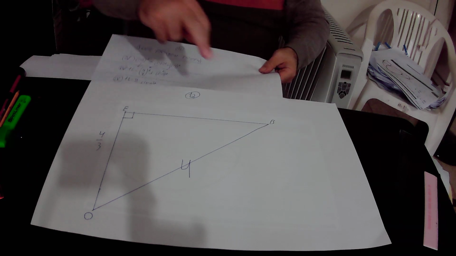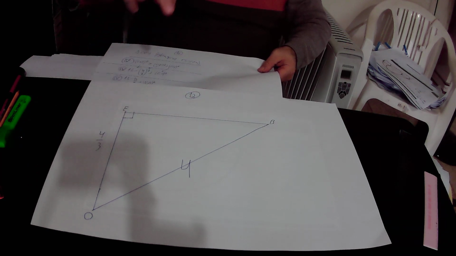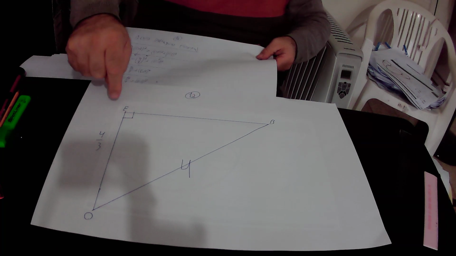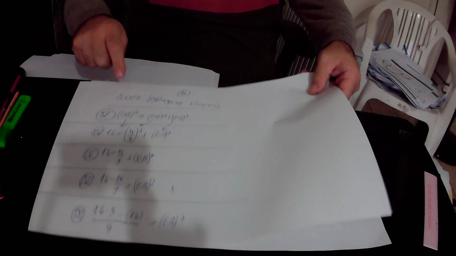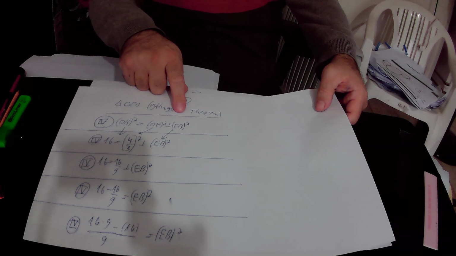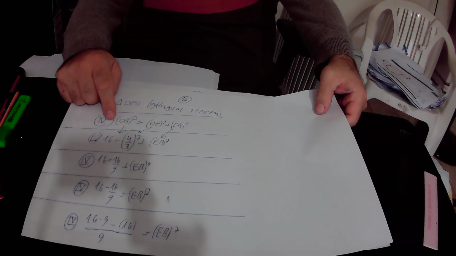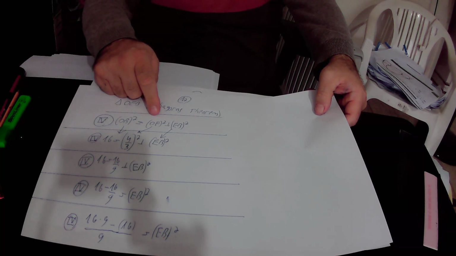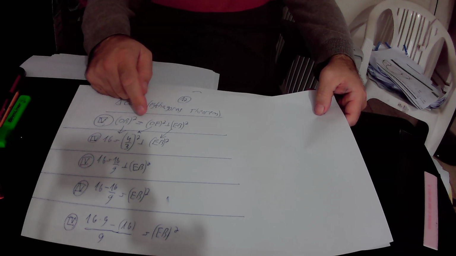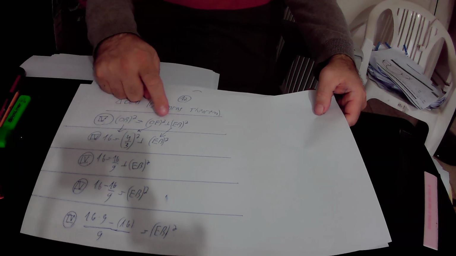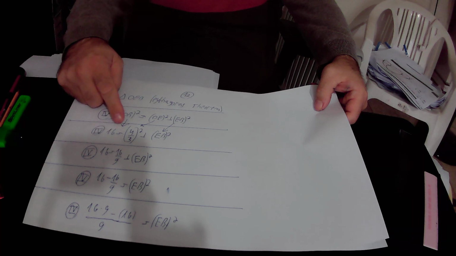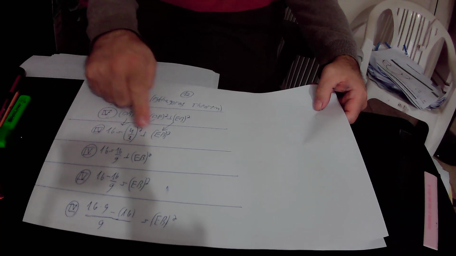That the square of the hypotenuse is OB square, and it equals the sum of the squares of the perpendiculars. That is to say, it equals EB square plus OE square. OB square equals OE square plus EB square. OB equals 4, so OB square is 4 square, which is 16. OE equals 4 over 3, so OE square is 4 over 3 square, which is 16 over 9, plus EB square.